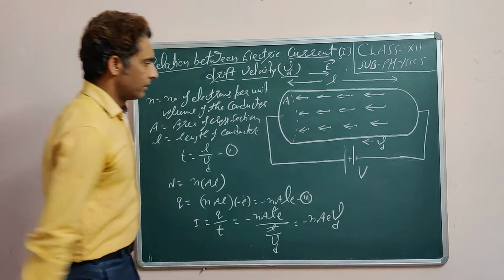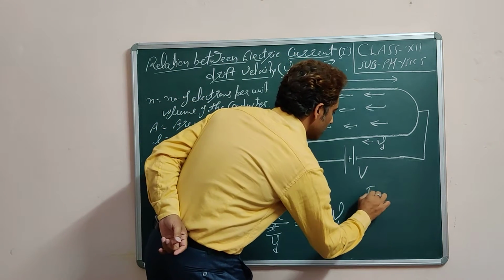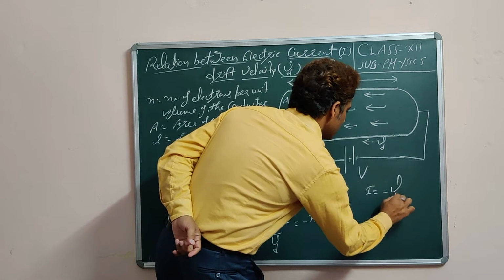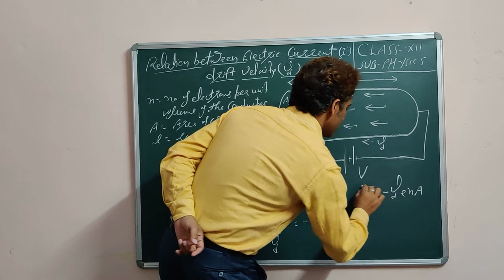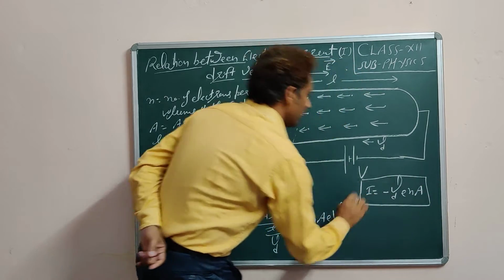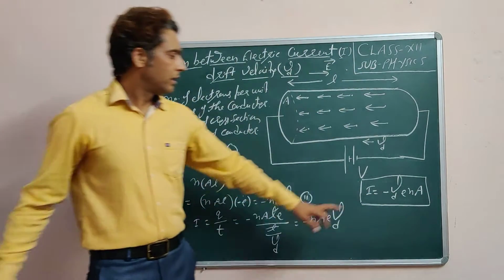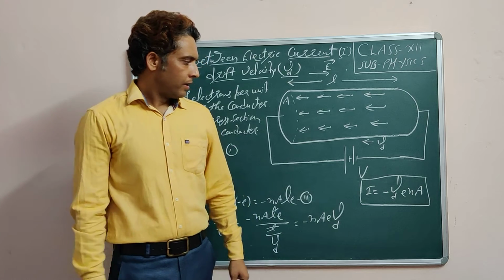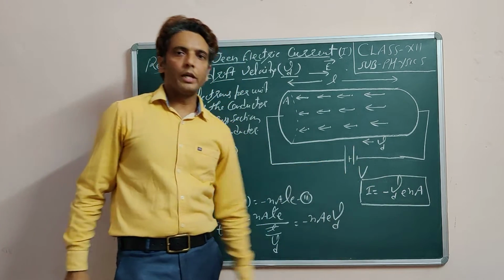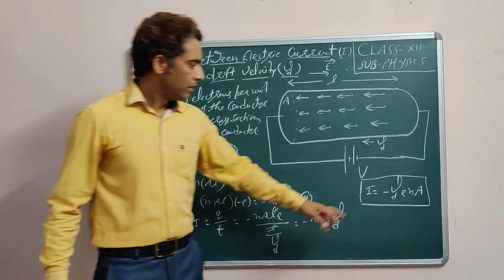Or we can write the relation between drift velocity and current is, so this is the relation between drift velocity and electric current. Here you can remember this relation with name Vina.